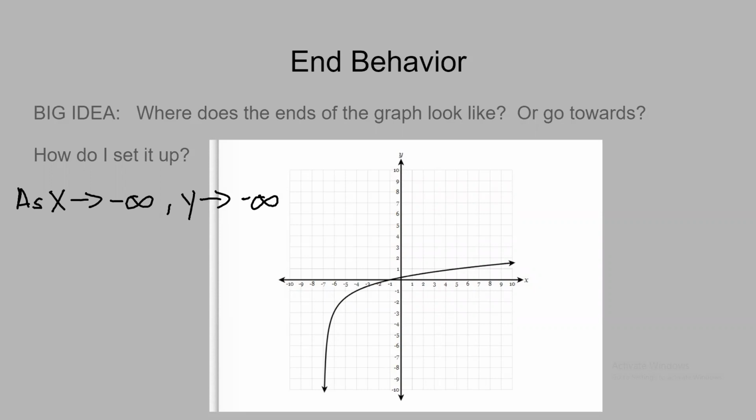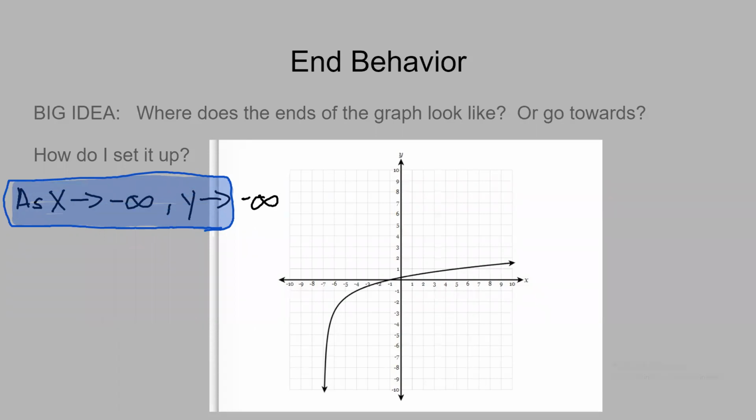But this part here will always be the same. As x approaches infinity, y approaches blank. So this part here will always be the same. The only thing that does change is where my graph goes.